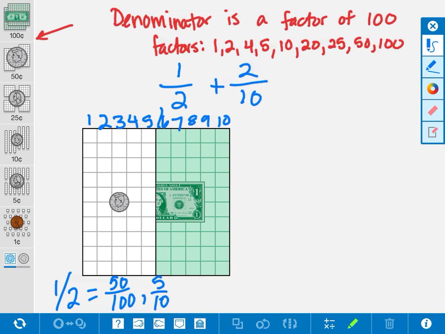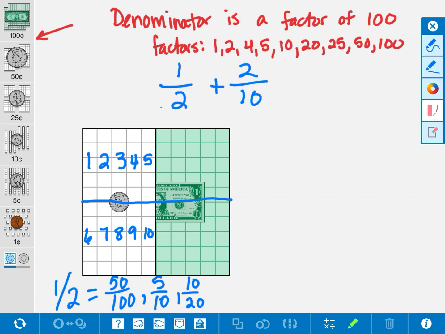Last but not least, we could break these up as if they were nickels. And we can count here. We would have 1 nickel, 2, 3, 4, 5, 6, 7, 8, 9, 10 nickels out of 20 total nickels. So all of these fractions here are equivalent to 1/2. Now let's take a look. I'm going to erase all of this, get this all out of the way.